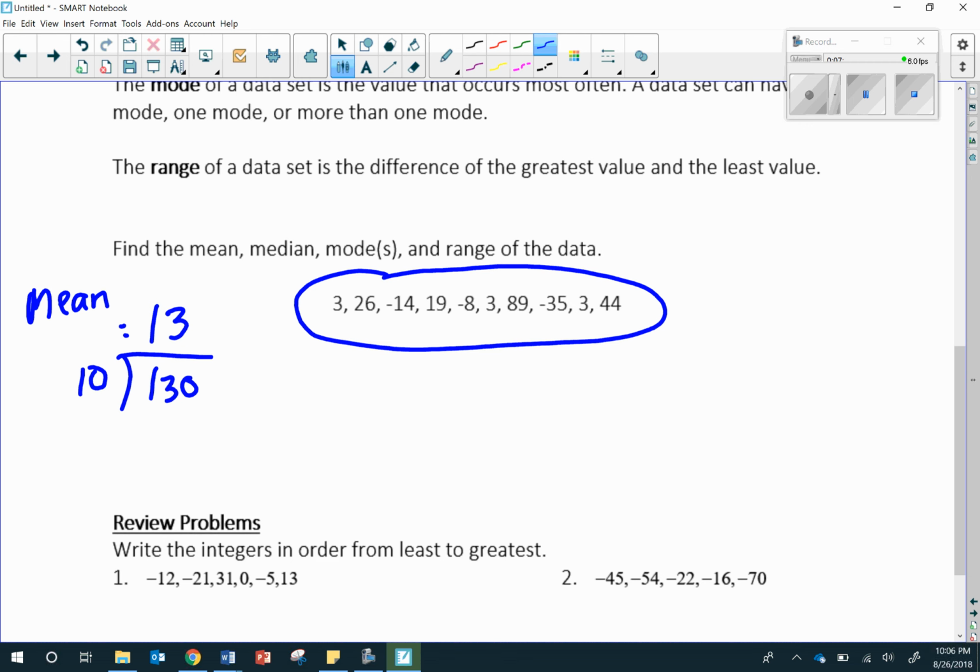In order to find the median, we need to write these values in order from least to greatest. So what I like to do is simply look at my data set, write them in order, and cross them out as I go. That way I don't miss any. So let's go ahead and do this together. The value that is the lowest is going to be negative 35. Then we have negative 14. Then we have negative 8. Then we have 3, positive 3, 3 times.